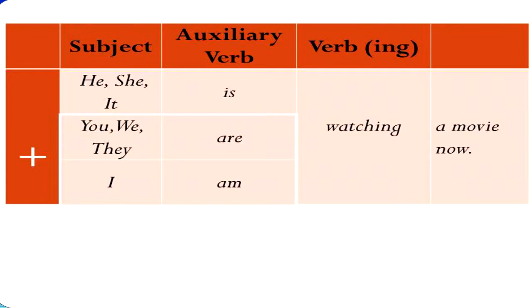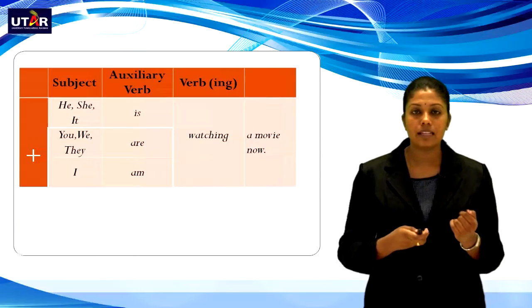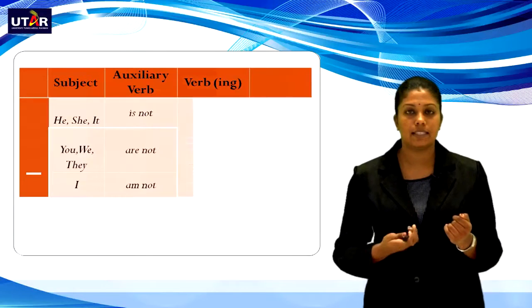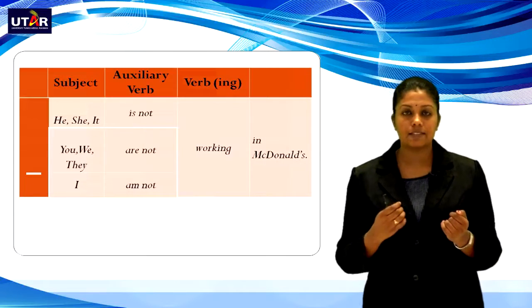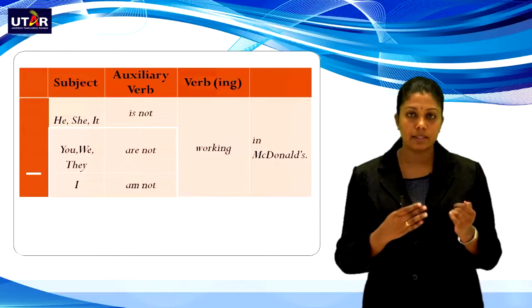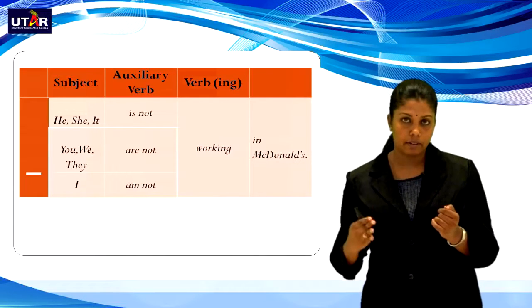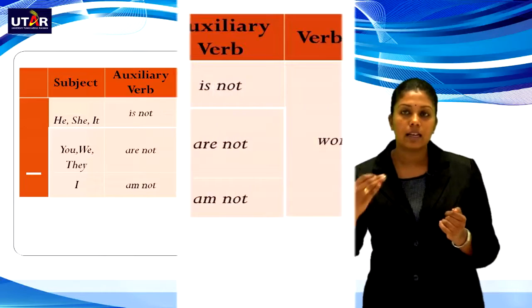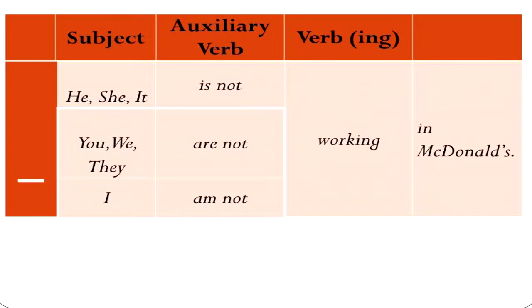So, for affirmative sentences, the sentence starts with the subject, auxiliary verb am, is, are, and the verb in present participle form followed by the rest of the sentence. Now, let's move on to the negative sentences. For the negative sentences, we start the sentence with the subject followed by the auxiliary verb and the verb in present participle form. Of course, since this is a negative sentence, we have to add not.